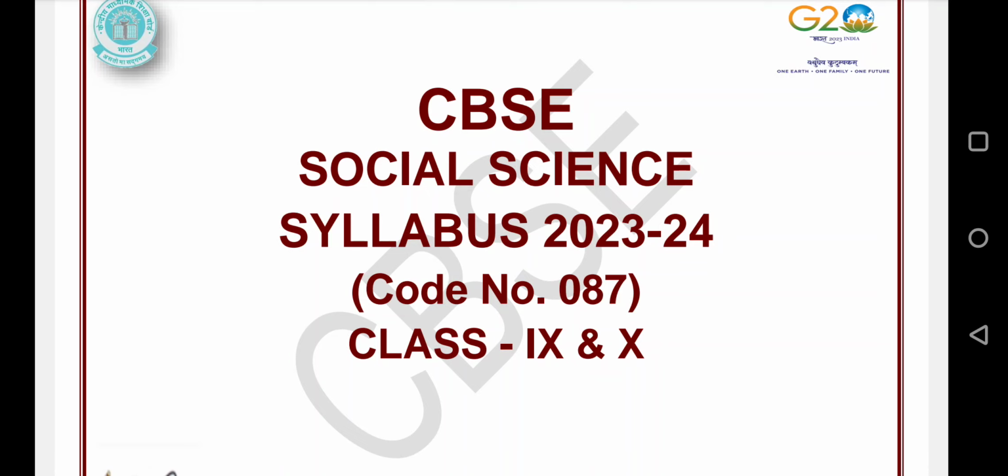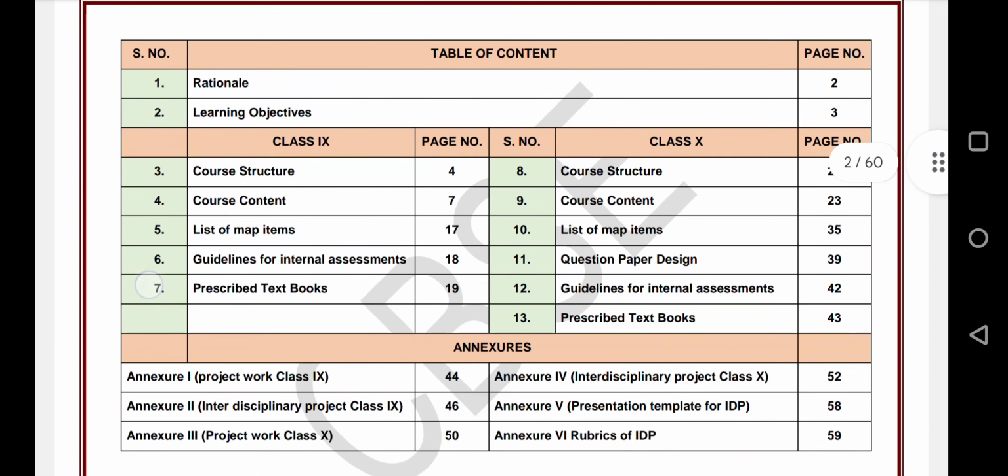So let's begin. As you can see here, 9th and 10th both content is there, but we will discuss only 9th, and on some other day we'll be discussing 10th also. So for 9th we see there is the course structure, then we have course content, then the list of maps, which is very important, then guidelines for internal assessment. Internal assessment nowadays is very important because you get 20 marks directly from there. So we'll be discussing that also.